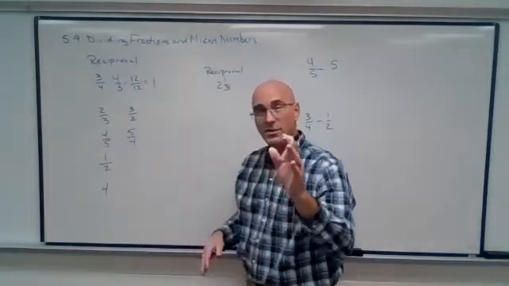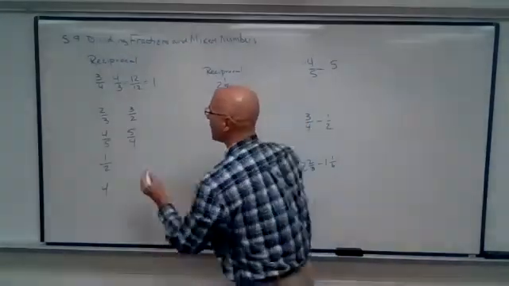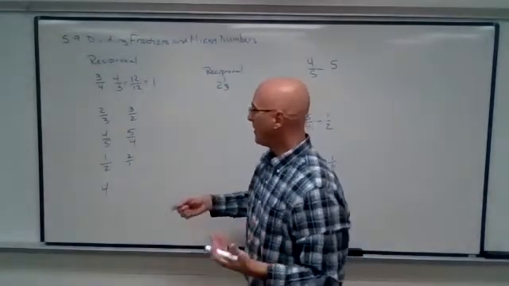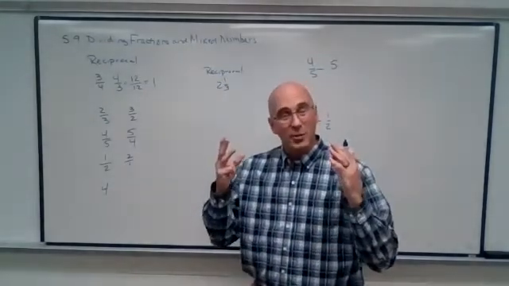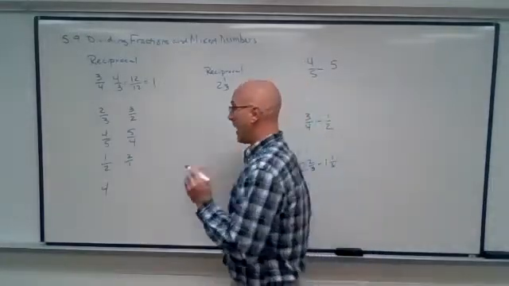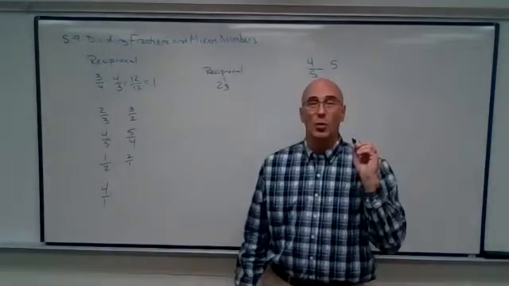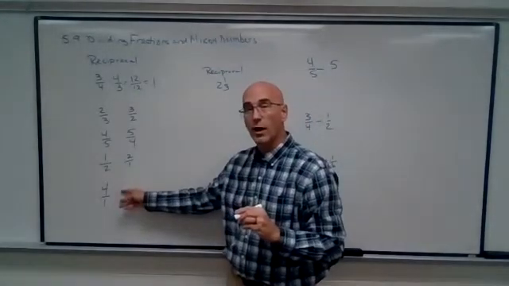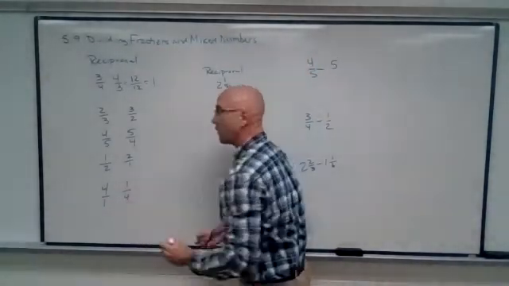1/2. Now these last two look weird, but they're really the same. 1/2, if I flip it upside down, I get 2 over 1. How do I find the reciprocal of 4? We know from a previous lesson that a whole number can be written as a fraction with the denominator of 1. So 4 is the same as 4 over 1. When we find the reciprocal, we flip that over and we get 1/4.